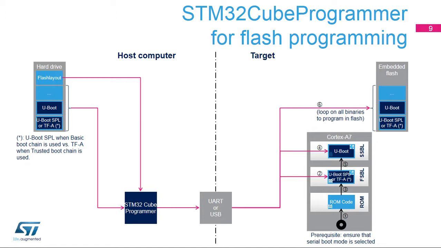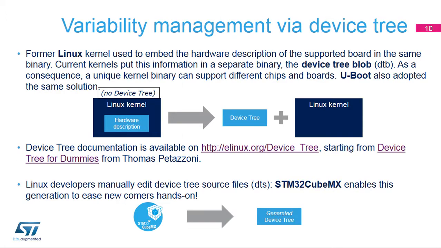The flash layout contains a textual description of the expected flash memory mapping, partition per partition. 4. The boot chain remains in a loop in SSBL until the end of the flash programming process, following the instructions from the flash layout. When this sequence is finished, the user can change the boot pins to select the freshly programmed flash as boot device and reset its board to boot on it. Now let's see the boot chain configuration.